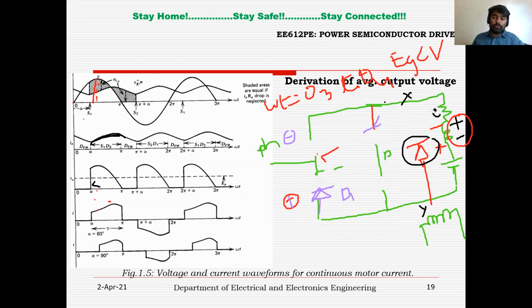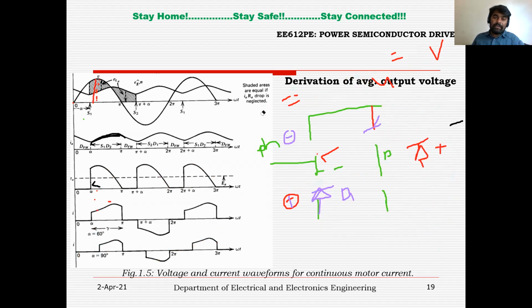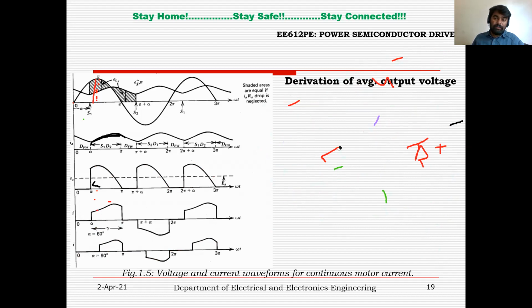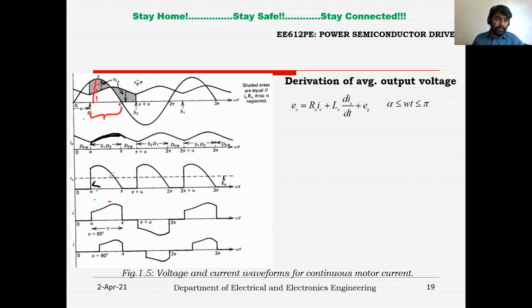Now, if you know the output voltage waveform, you can easily calculate the output voltage expression. So now we'll see the derivation of the average output voltage. Just now we have seen that between omega t equal to alpha to pi, we have some voltage E across it, right? Between pi and pi plus alpha, the output voltage equals 0. That is why instead of E, I have mentioned it as 0.